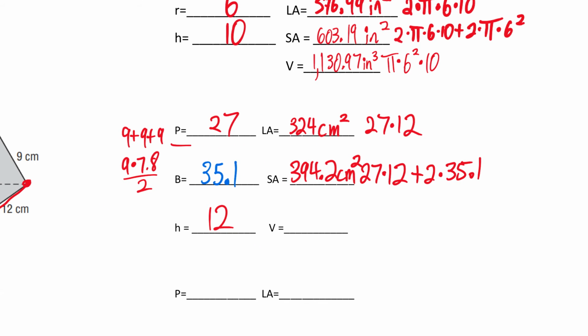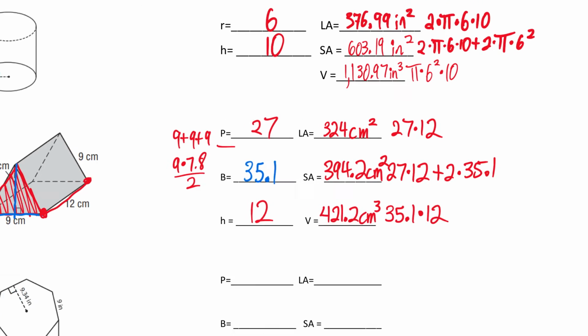Okay, and then volume of a prism is area of the base times the height. Thank you. Cubic centimeters.